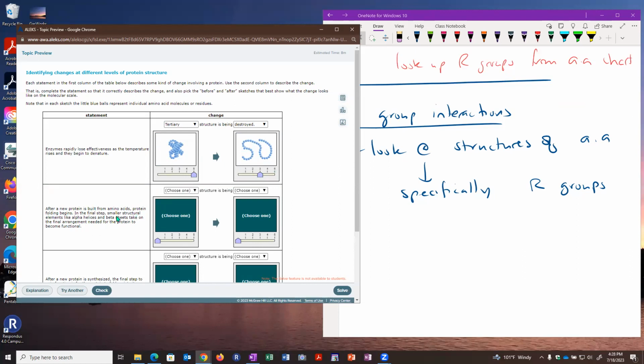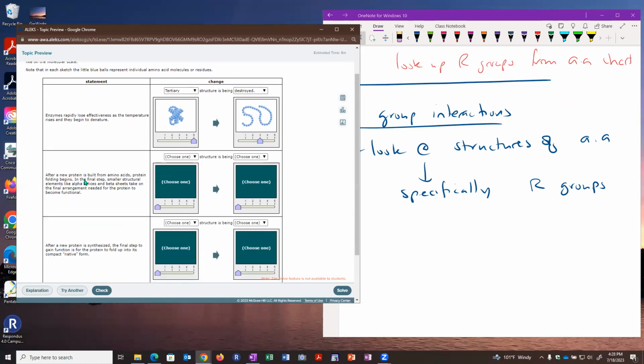Second one, after a new protein is built from amino acids, protein folding begins, and in the final step, smaller structural elements like alpha helices and beta sheets take on the final arrangement. All right, so here again, because the final arrangement is for the protein to become functional, that's your tertiary structure. So that's being created. Now we're actually starting off with the alpha helices and beta sheets that look like these, and then those become the folded compact shape of the protein.